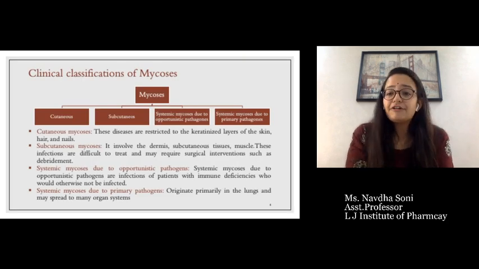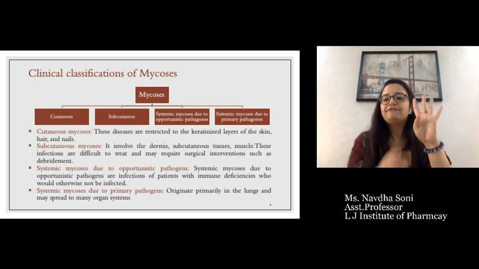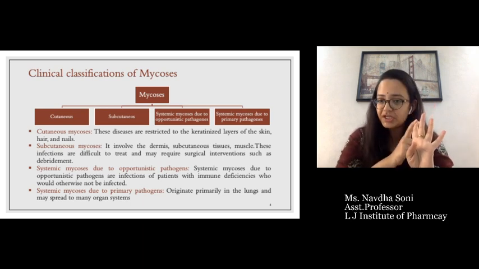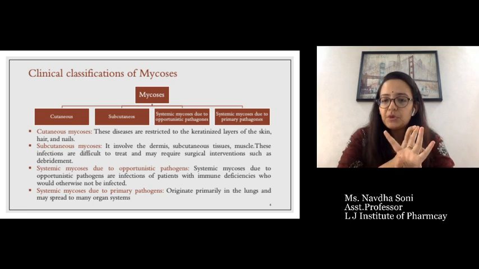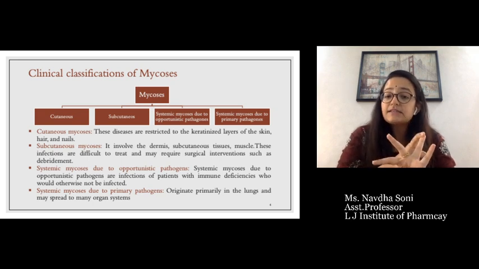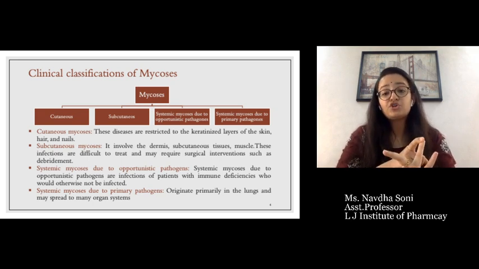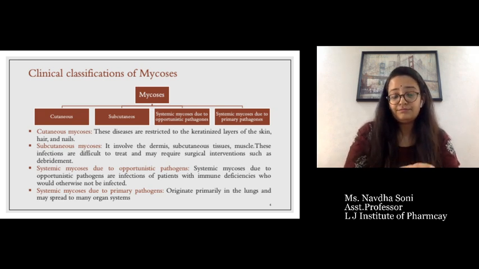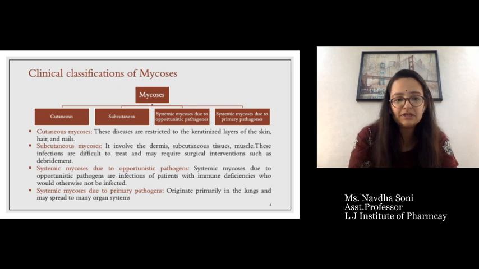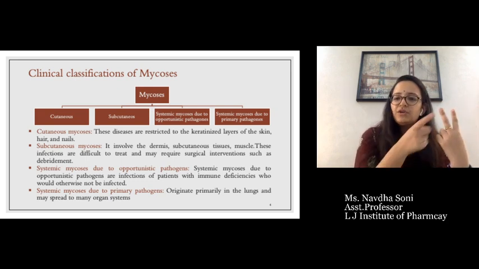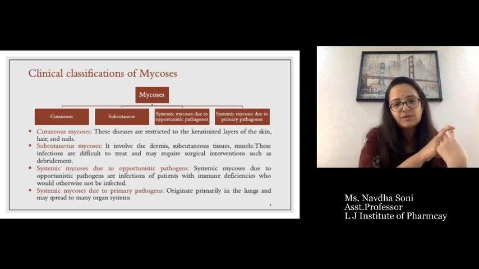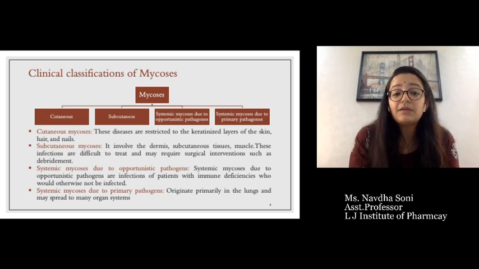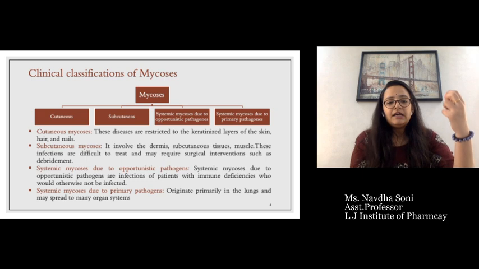Clinical classification of mycosis. There are mainly four types of mycosis: cutaneous mycosis, subcutaneous mycosis, systemic mycosis due to opportunistic pathogens, and systemic mycosis due to primary pathogens. We know about cutaneous and subcutaneous mycosis. What is systemic mycosis due to opportunistic pathogens?